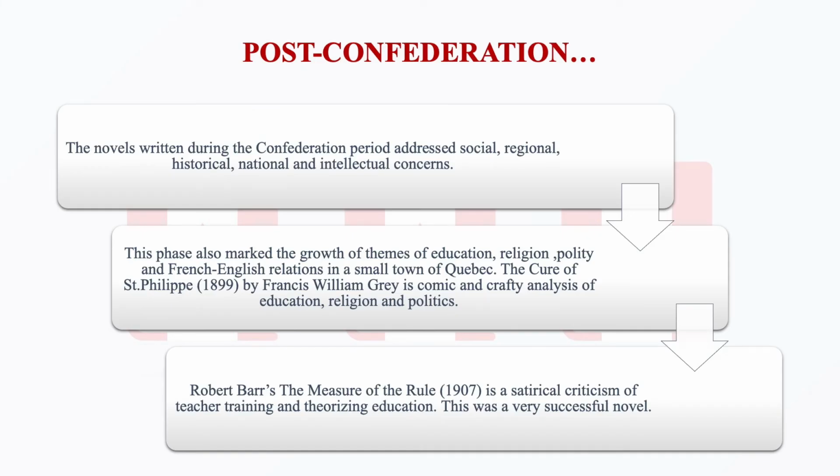During this phase, many novels were written which were satirical on the education system which was prevalent in Canada, and these novelists probably appealed to the masses for reforms in education. A similar voice resonates in England while Dickens was writing for reform in education. Robert Barr's The Measure of the Rule, 1907, is a satirical criticism of teacher training and theorizing education. This was a very successful novel.